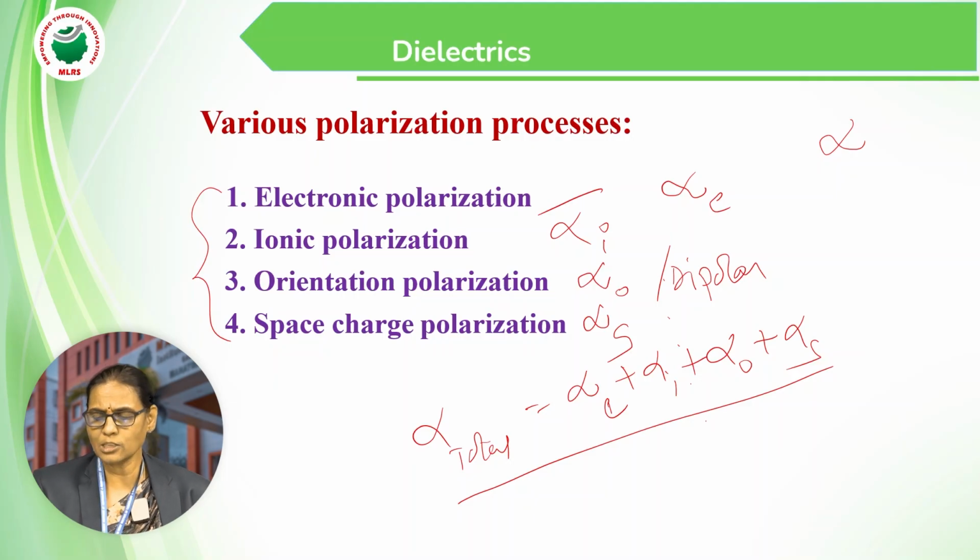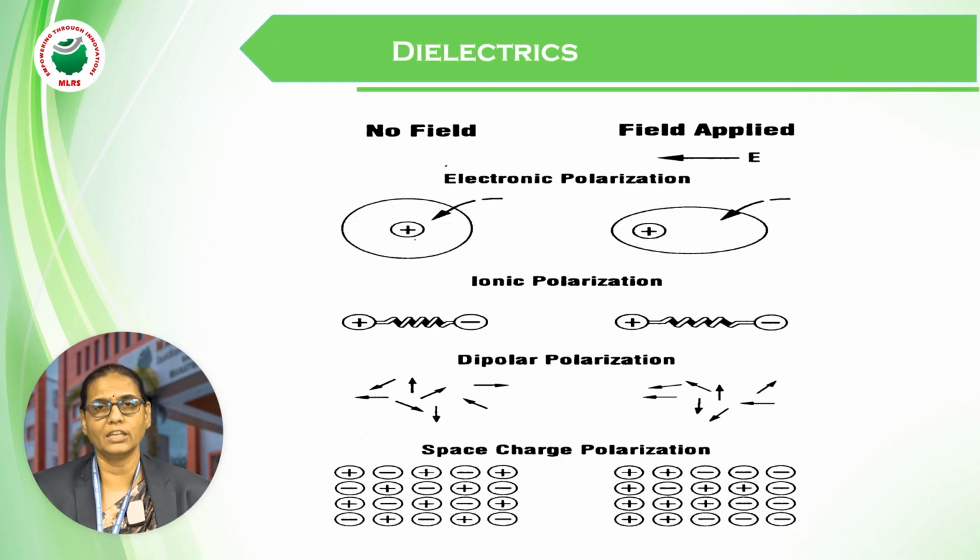Okay. Now, let us define these definitions. What is meant by electronic polarization, ionic, orientation, space charge. To help you understand better, I have given one figure here. Now, see this first figure. Let us go with respect to no field. That means we are not applying any field on the atom. When you are not applying any field, let us take a nucleus present in an atom, and electrons are revolving around the nucleus. Okay, this is the first situation.